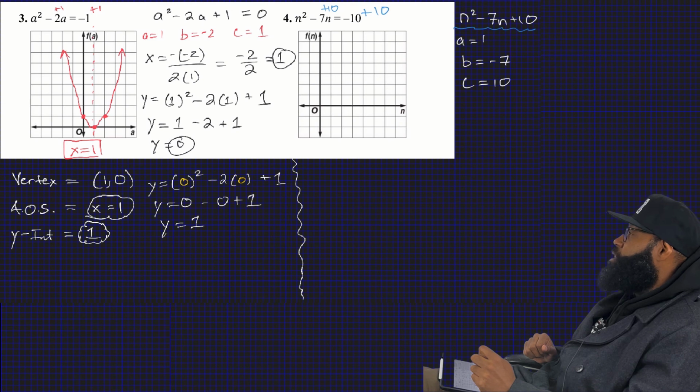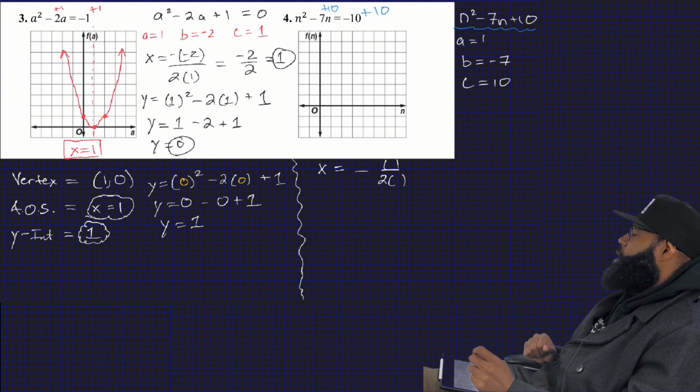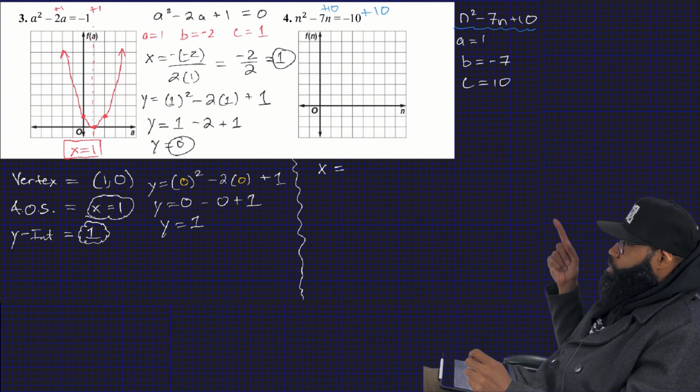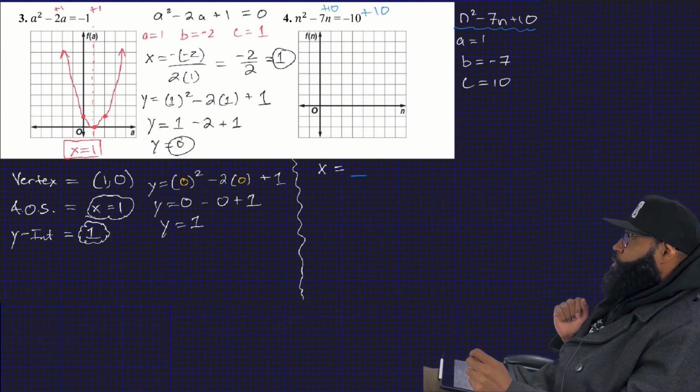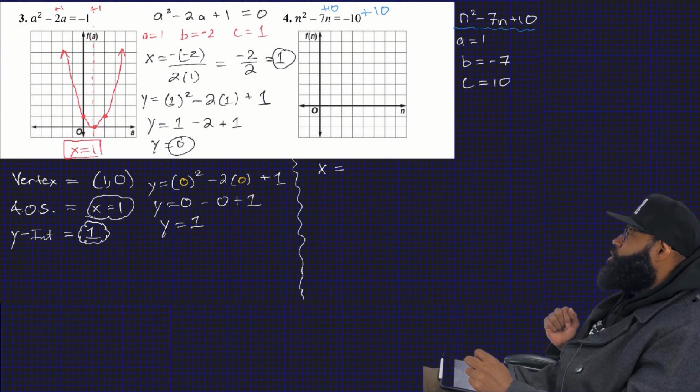So for number 4, again, they're trying to get you with having your quadratic not set equal to 0. So we set it equal to 0, and now we have n squared minus 7n plus 10. Bam. A is equal to 1, B is equal to -7, C is equal to 10. And thank you for taking care of that because, you know like I do, x is equal to, come on, let's get it, negative b divided by 2a.